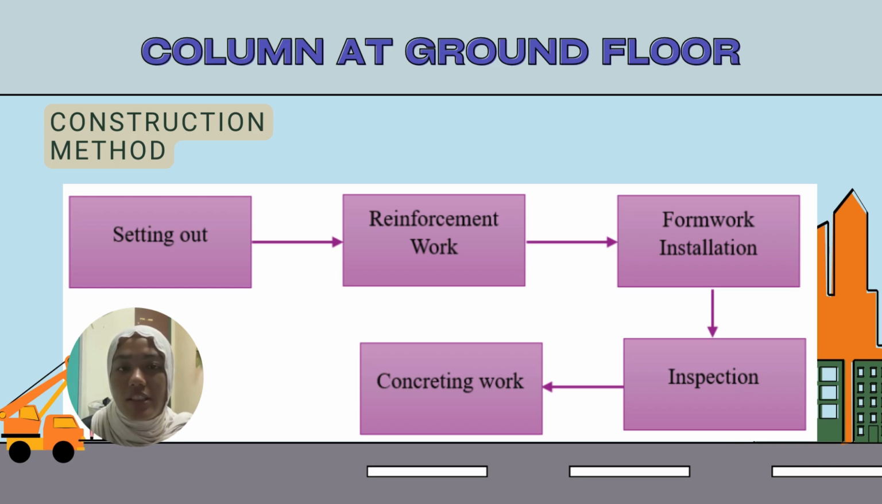After the inspection passes, we do the concrete for the ground floor column. This part is a very critical step in building construction. This process needs pouring, compacting and curing of concrete within the formwork to create a strong and durable vertical load bearing element.